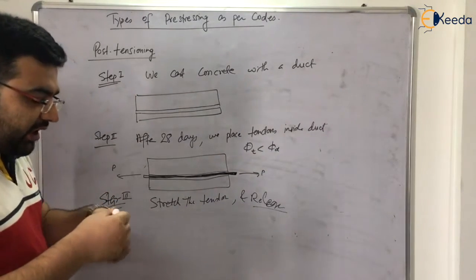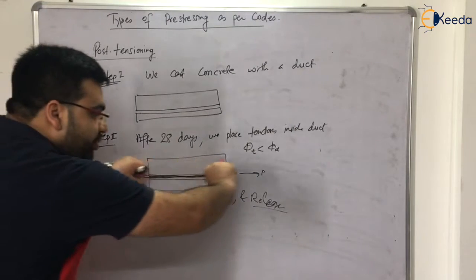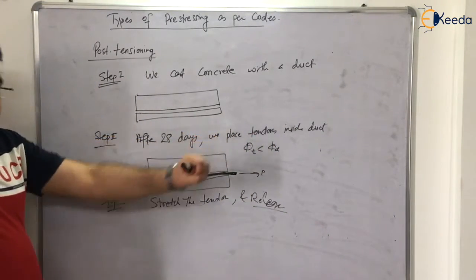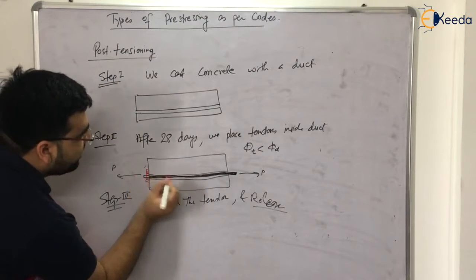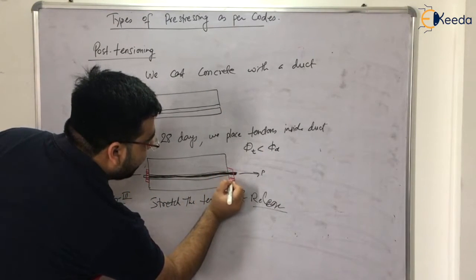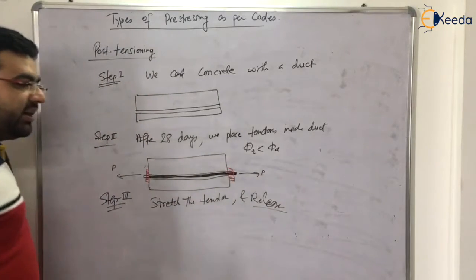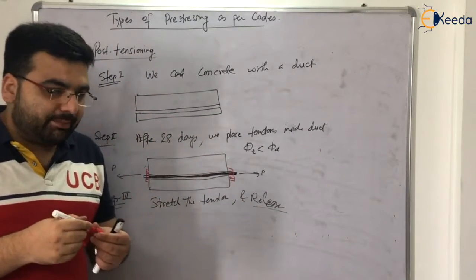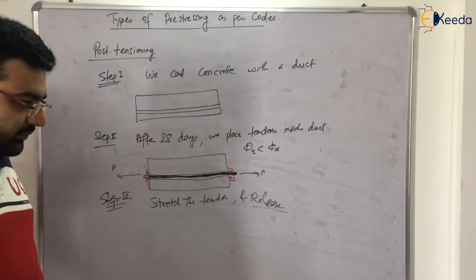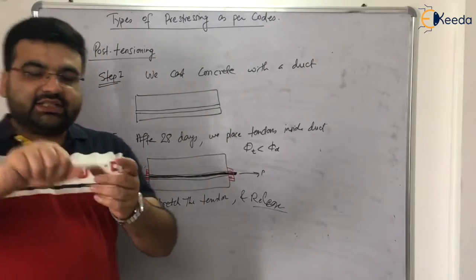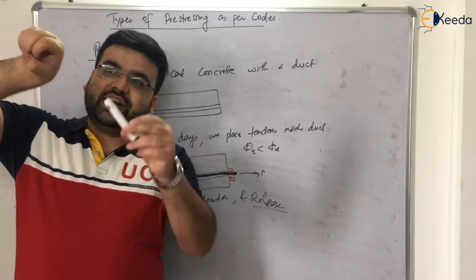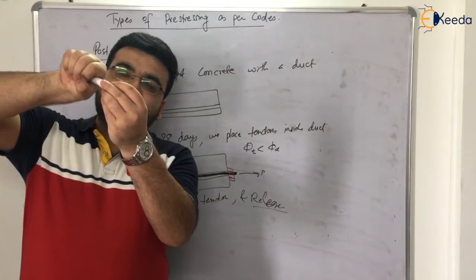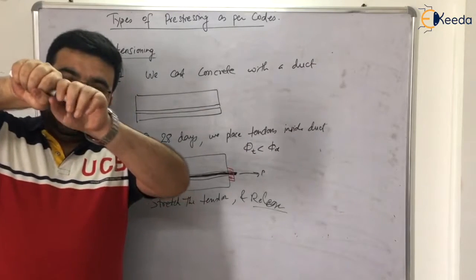So what we do is that after stretching, we apply some anchors here. Anchors are provided here. An anchor is a type of anchor cap. For example, let us say this is my concrete and this was a duct inside the concrete. Now this is the reinforcement which I have placed inside the concrete, right? Okay. Now what is that?